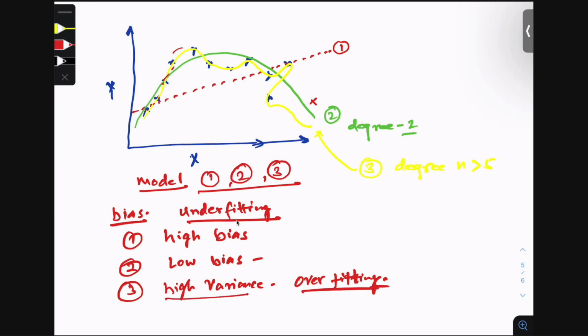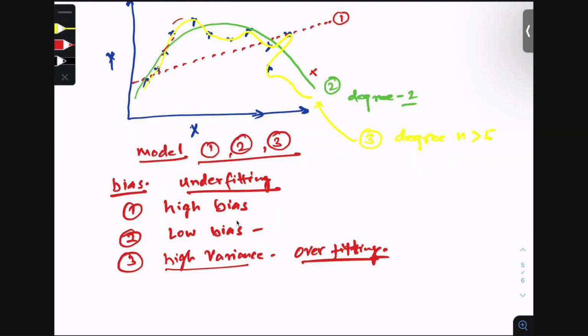When it is overfitting, it will not generalize well on the new data points, and that's why this is the case of high variance, low bias. The bias is very low. Why? The bias was high in which case? In model number 1. Why? Because it was not capturing the inherent essence of the data distribution. Here it is capturing way over.